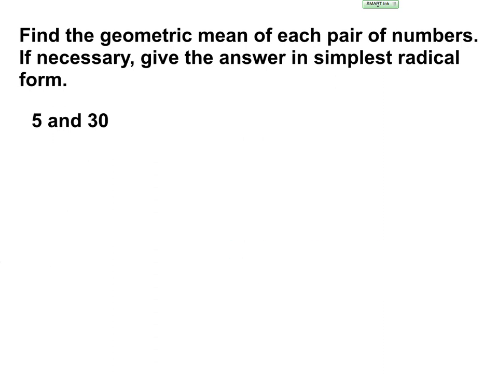Okay, how about 5 and 30? What's the geometric mean of 5 and 30? We don't want to round it. So we're going to have to go back to remembering how we do a simplifying square root.